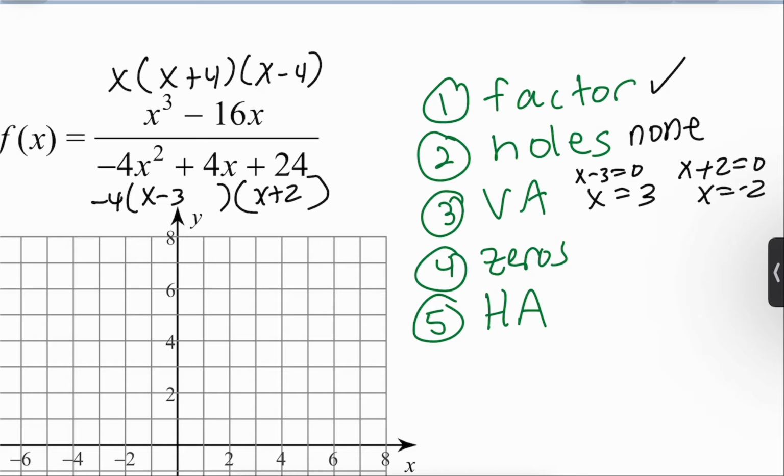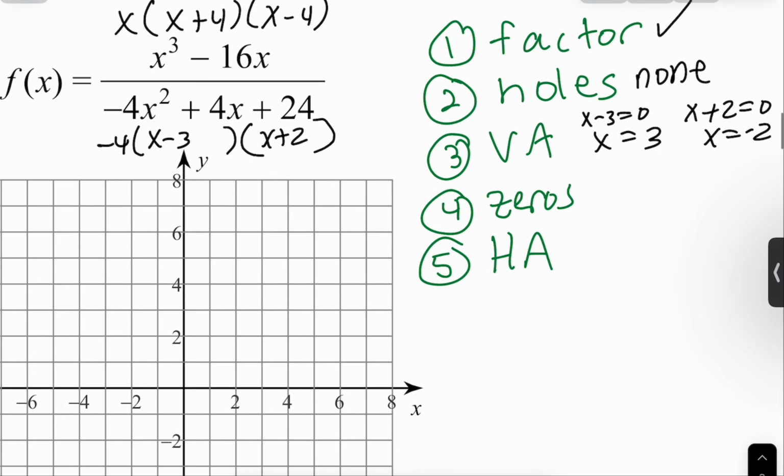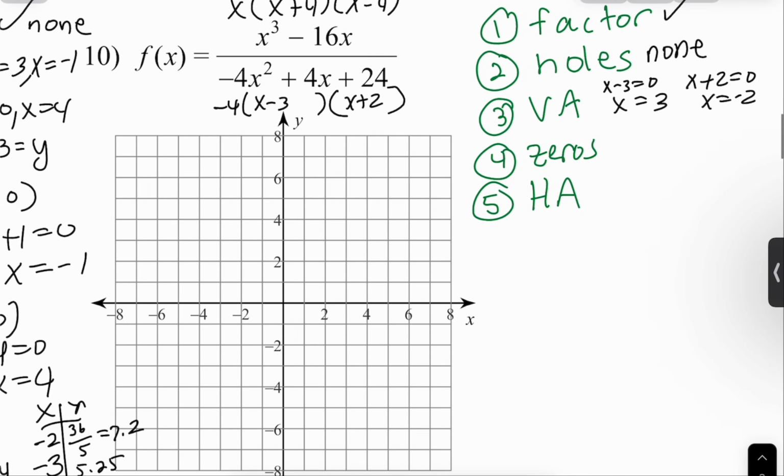Stop what we're doing, go over to our graph paper, put a vertical asymptote at 3 and at negative 2. What are the zeros? Well, that is where the factors on top equal 0. So 0, negative 4, and positive 4. So we hit 0, negative 4, and positive 4.